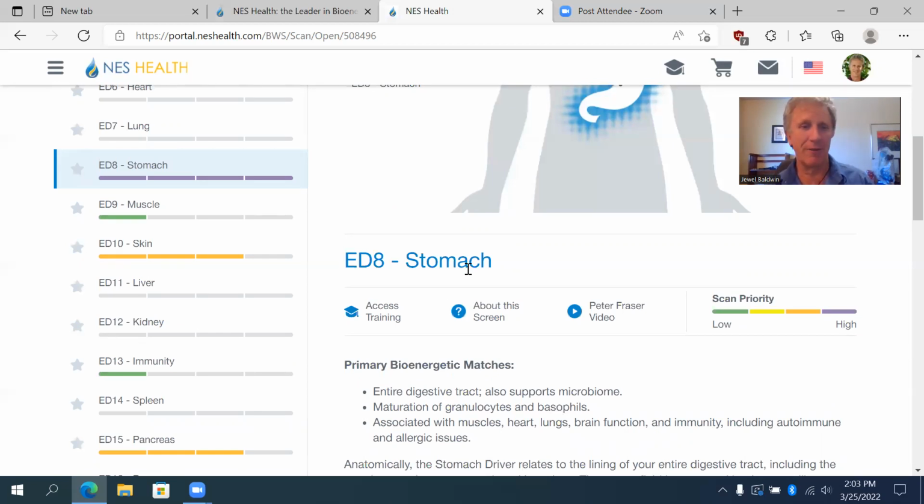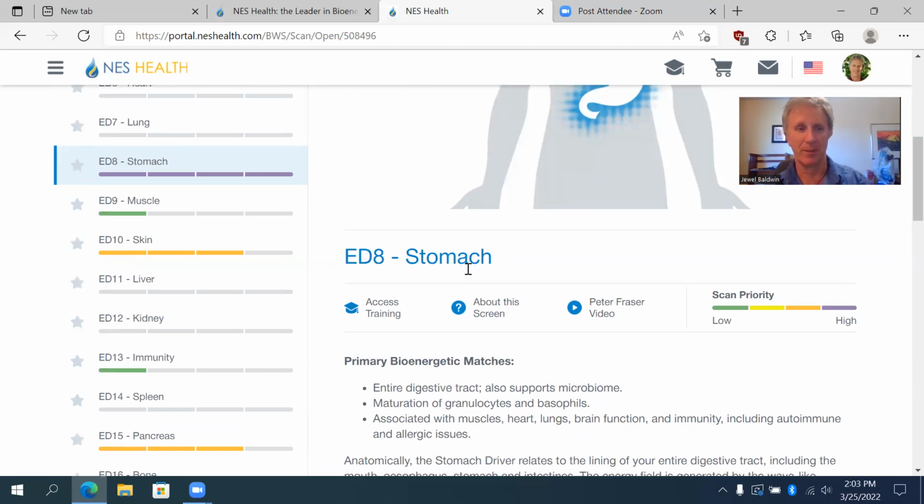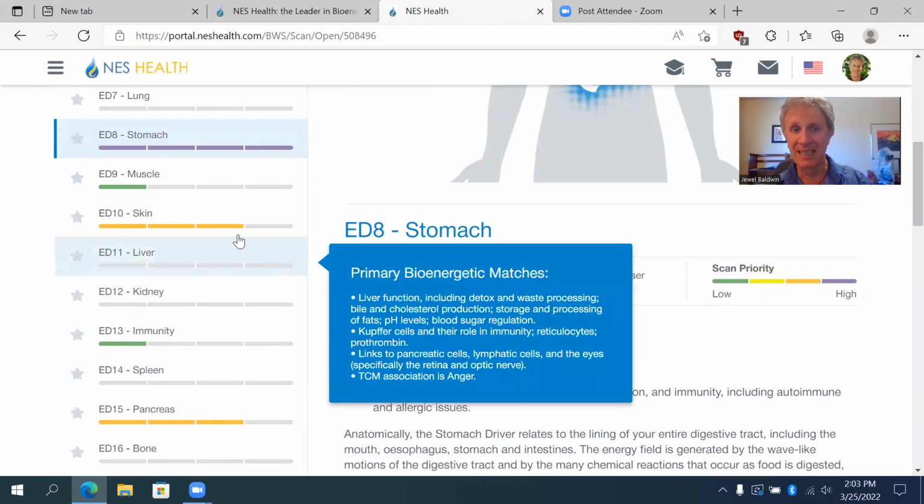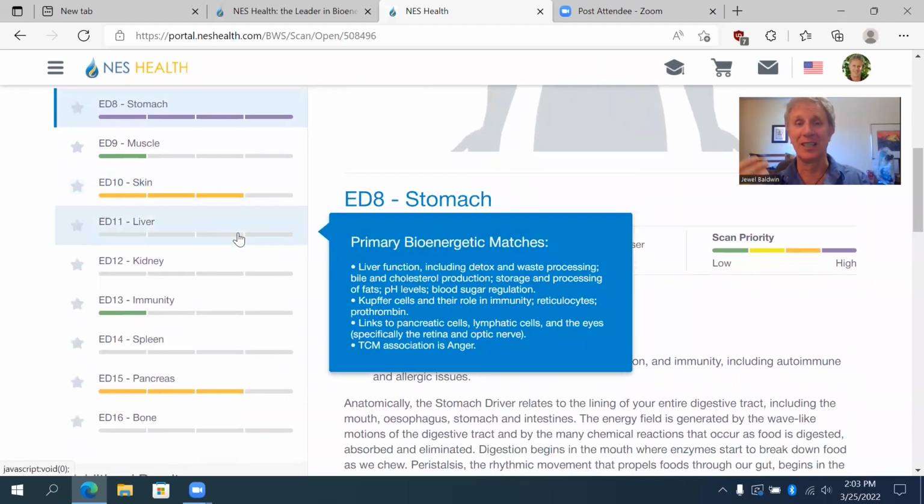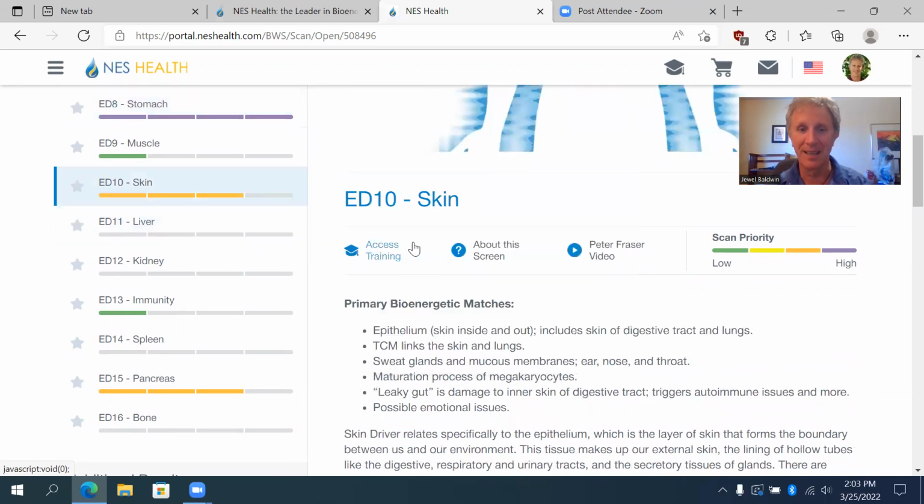Muscle driver, of course, is the muscular system. Skin driver is the skin. The skin is not just the external skin, by the way. It's the inner skin of the lungs and the gut too. That's what it's really talking about, both of those. So the skin, yes, and in Chinese medicine, it includes the lungs and includes the digestive tract.